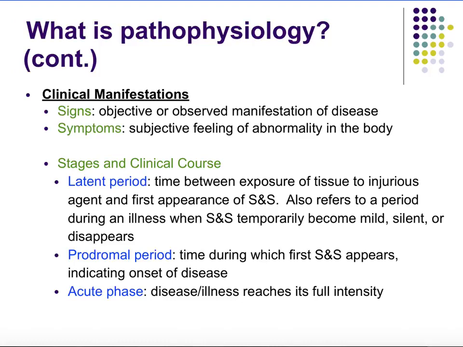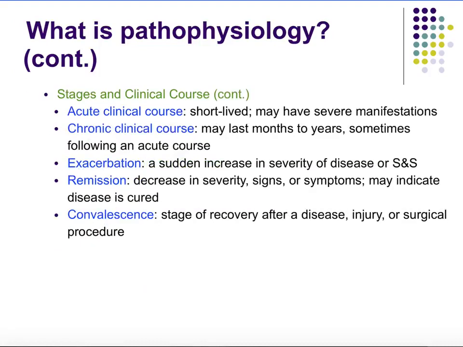Then you have the acute phase. This is when the disease is going to reach its full intensity. So this is when you're kind of stuck in bed, you're really tired, and you feel at your worst. Now, we can also look at other categories. We have acute clinical course. So that just means that the disease course is going to be acute or short-lived. So it doesn't last very long. And you may have very severe manifestations, but it's going to have a shorter lifespan.